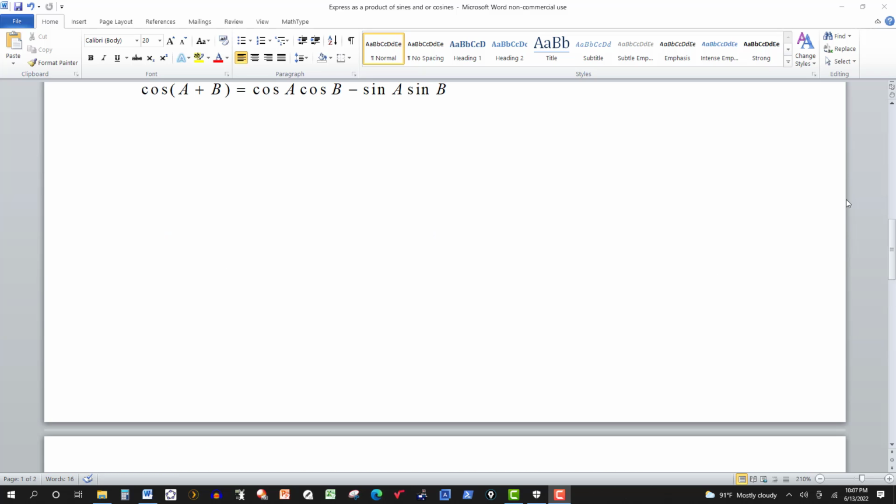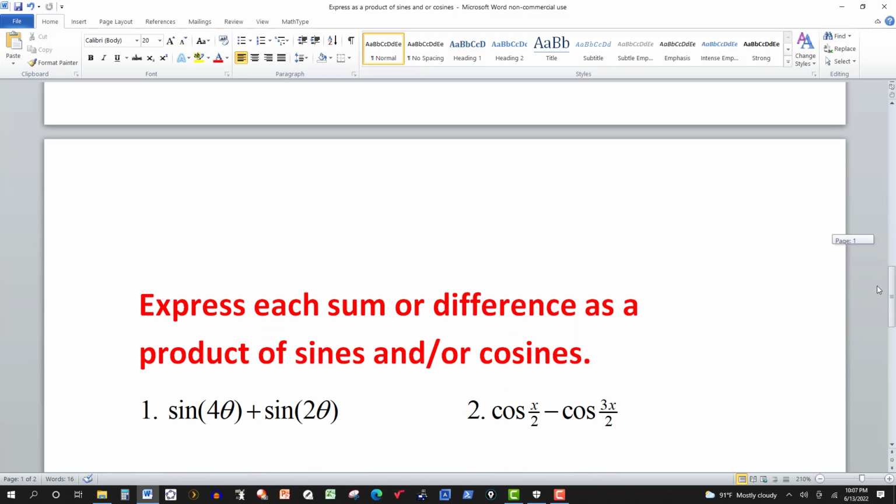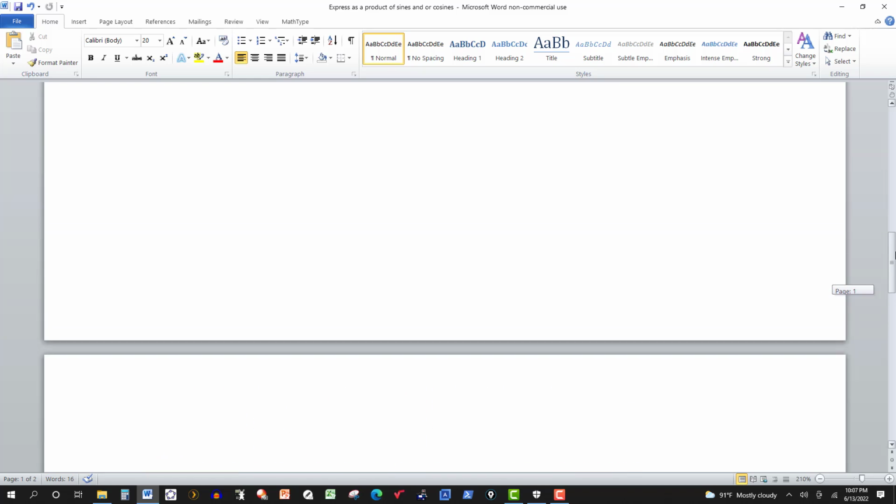If you think you can solve these problems as they are, go ahead and pause the video and attempt them. Again, you want to write them as a product of sines and/or cosines. But I'll go into more explanation if you need it.